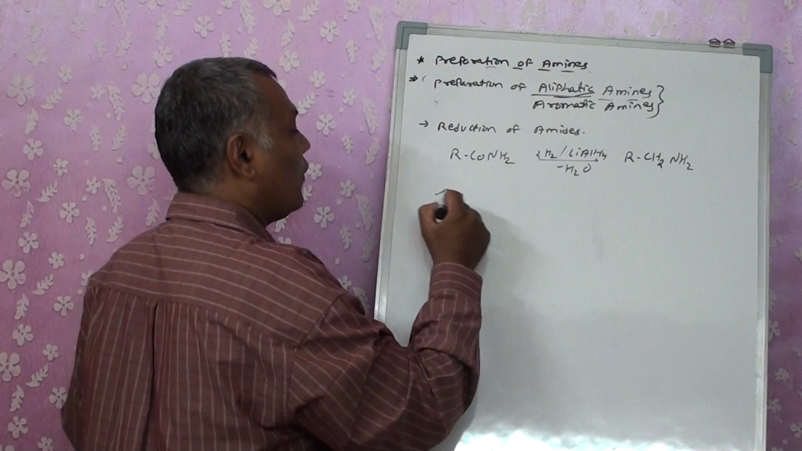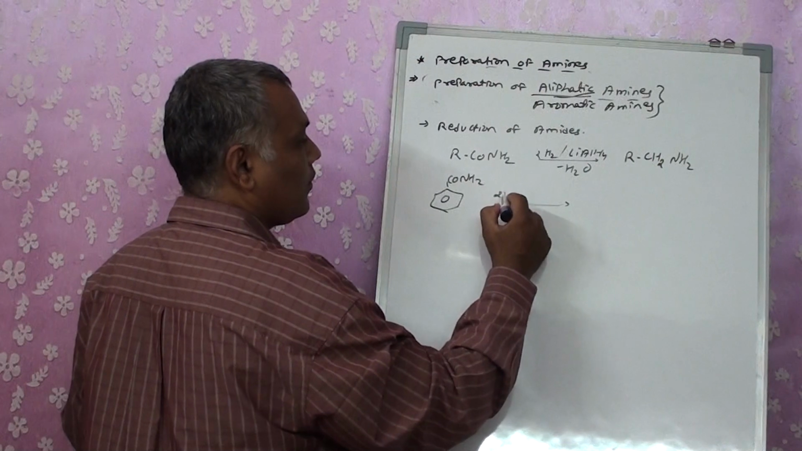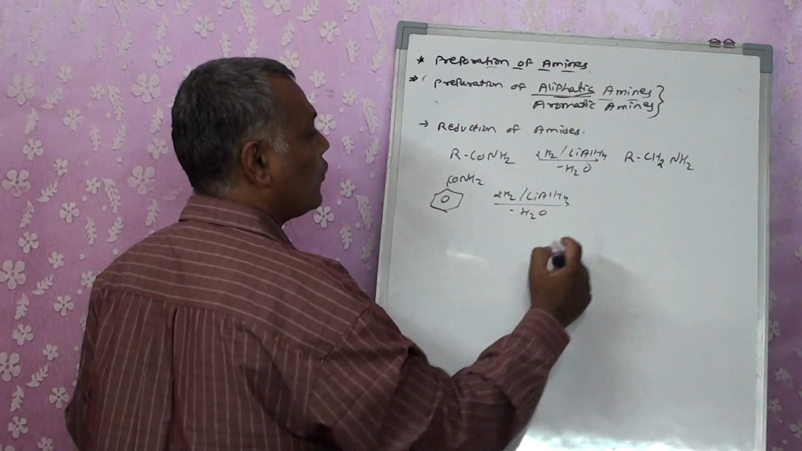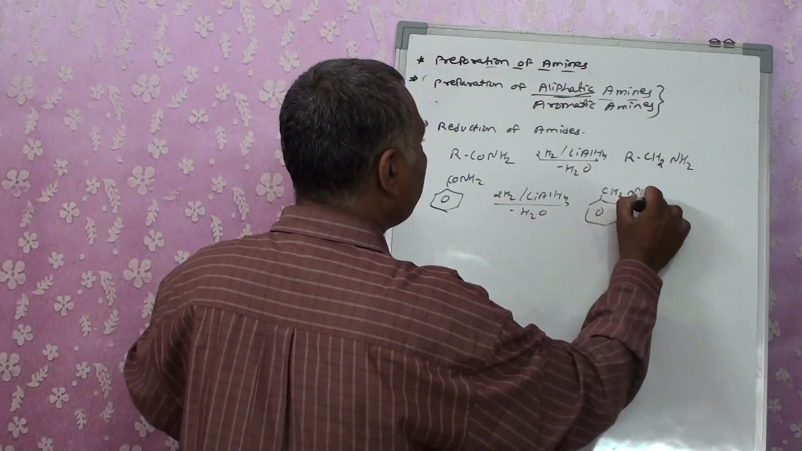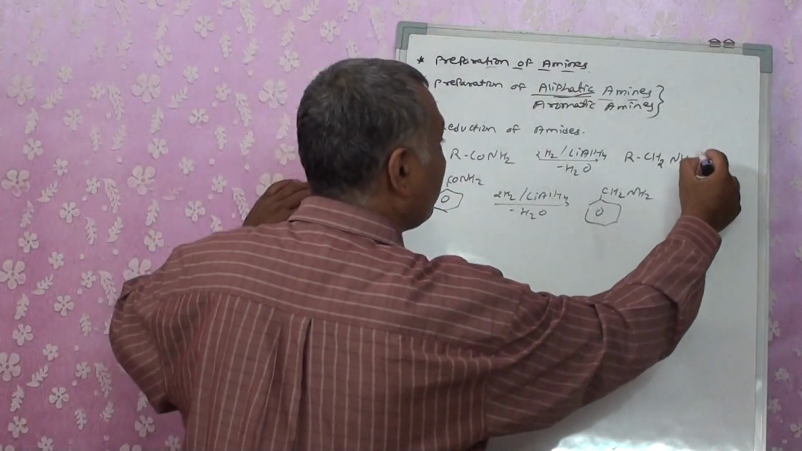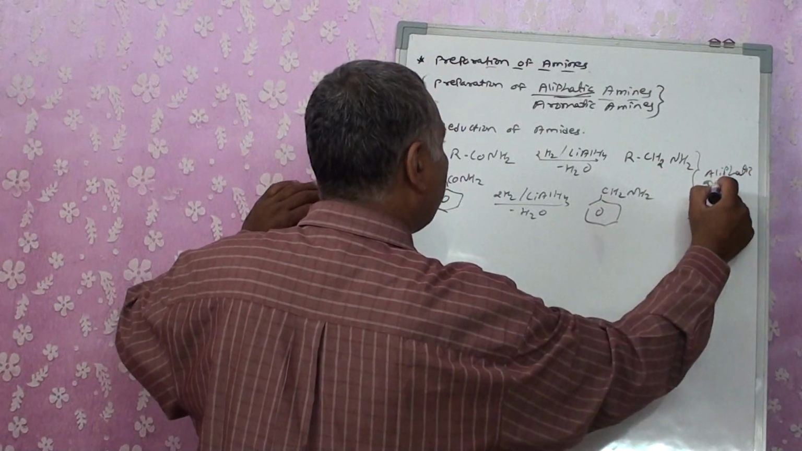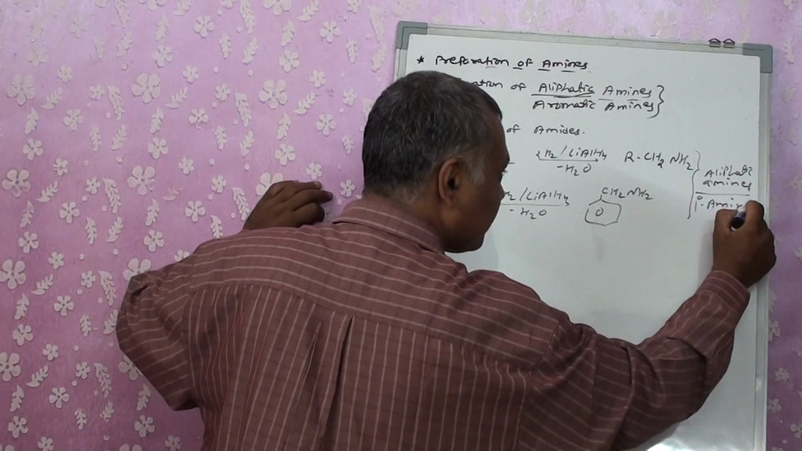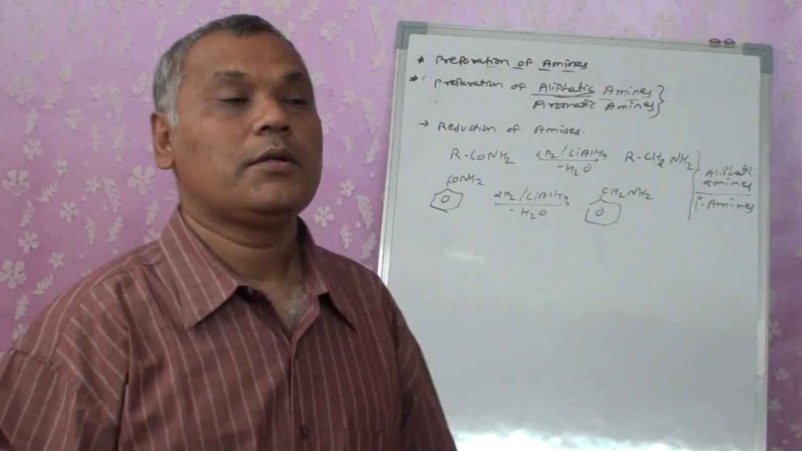Same reaction if I take it with aromatic CONH2, 2H2, LiAlH4, removal of water, it gets converted into CH2NH2, right? So both these are going to produce aliphatic amines, and these also as primary amines. Through this process you are going to get primary amines only, right?